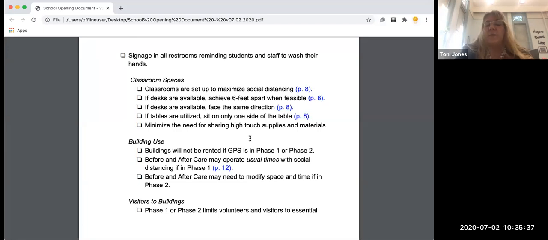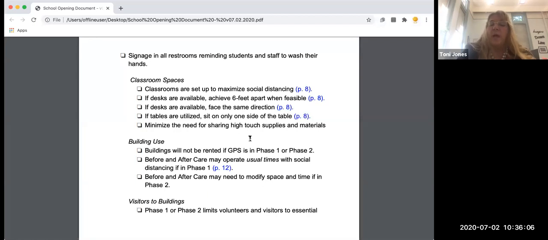And we have classrooms that are 700 square feet and we have classrooms that are 1,200 square feet. So as you can imagine, you have the same 20 children. It's different in a classroom of 700 than it is of 1,200 square feet. If desks are available, you achieve the 6 feet apart when feasible. Again, that's the language from the document. So they're still saying 6 feet when feasible, but it's okay if it's not 6 feet. So it's a little confusing, but again, we're doing the best that we can.